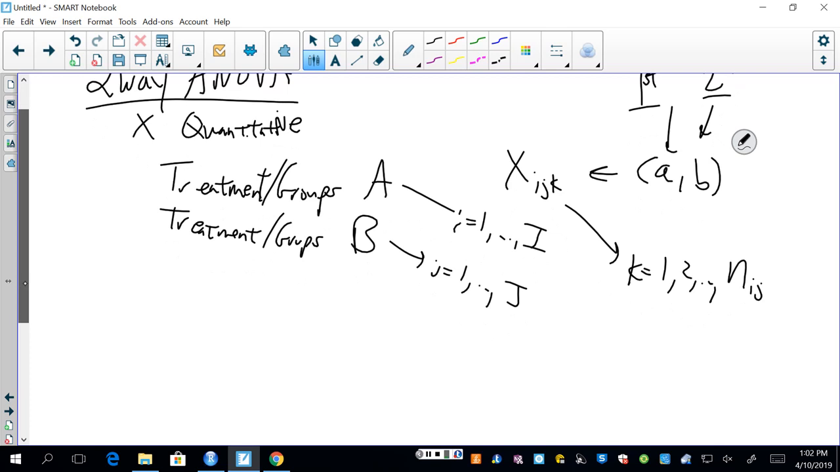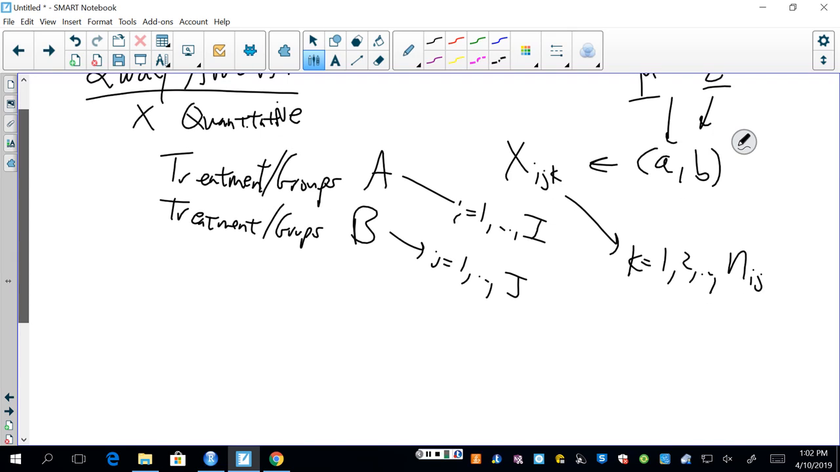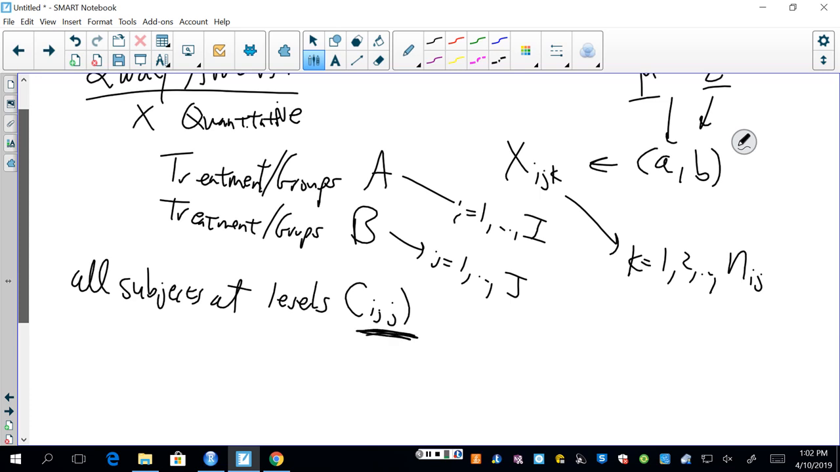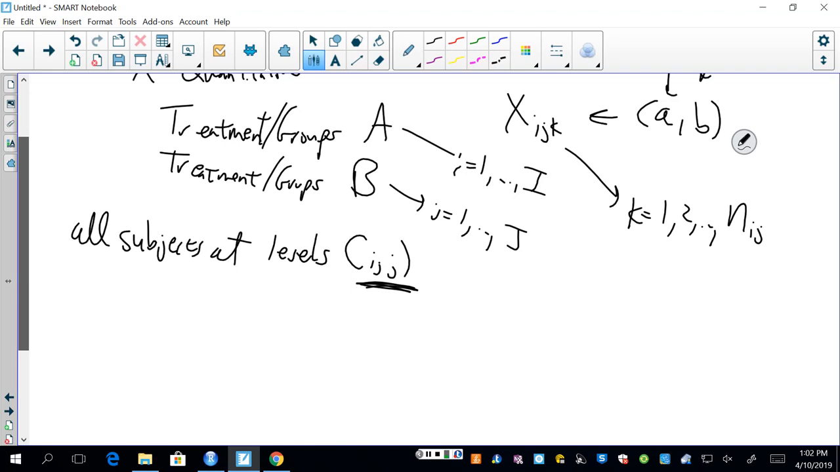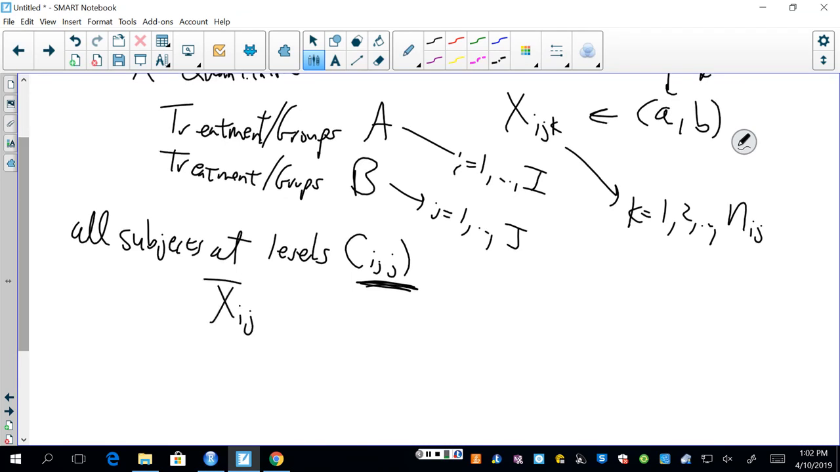And so you could look at, for all subjects at levels, I'm going to kind of switch here and not use that A and B anymore, but just I and J. So there is the ith level of the first one and the jth level of the second one. We can have an average of that group. And you can take an average of all the points that are in there over all those. I guess the K is going from 1 up to the number of subjects there.